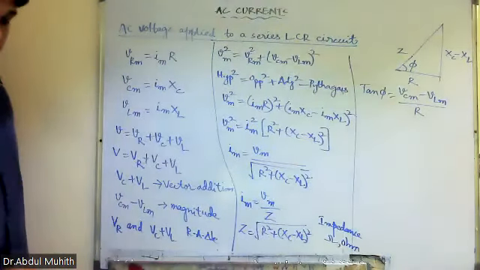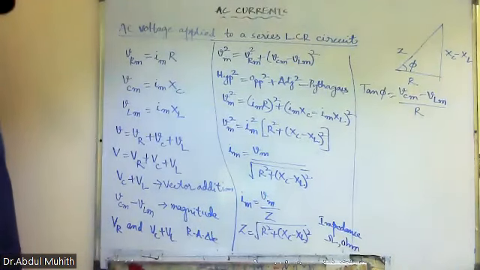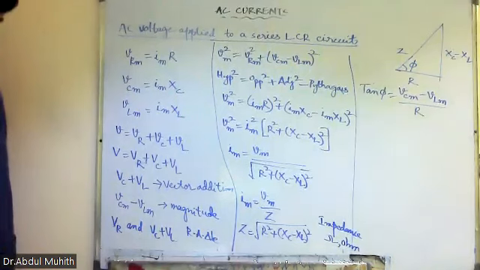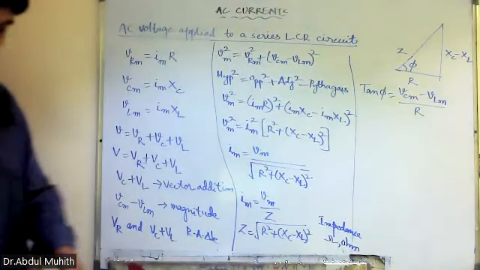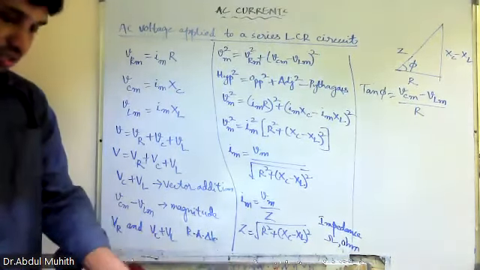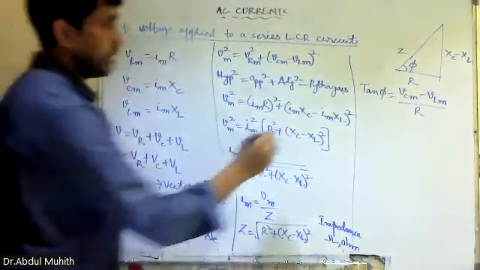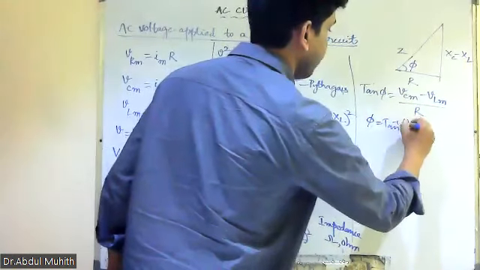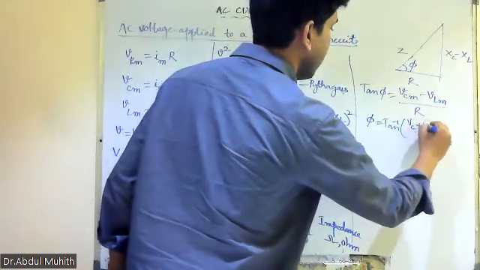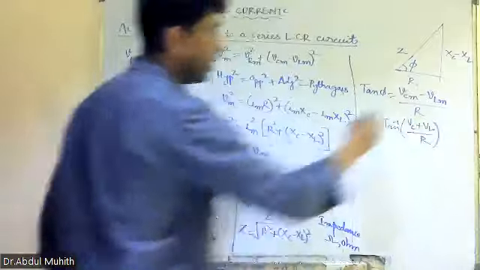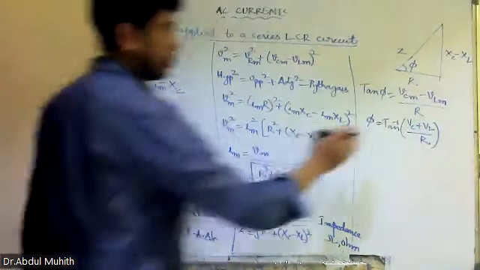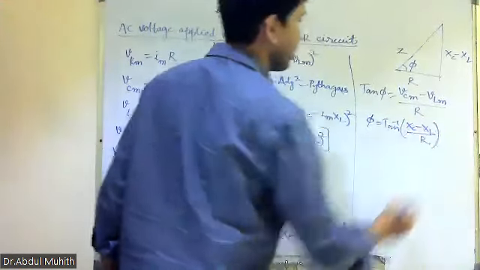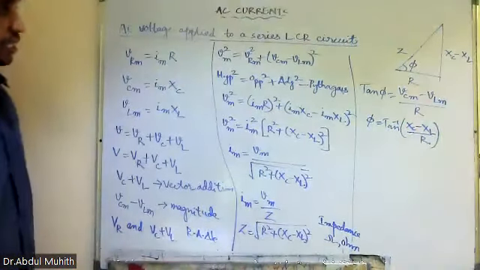Is it clear, all of you? So just take the subtraction VCM minus VLM divided by VRM. That will give the phase angle. How do we write the phase angle now? Phi is equal to tan inverse of XC minus XL divided by R. When we are writing magnitude, we write in that way. That is the phase angle.